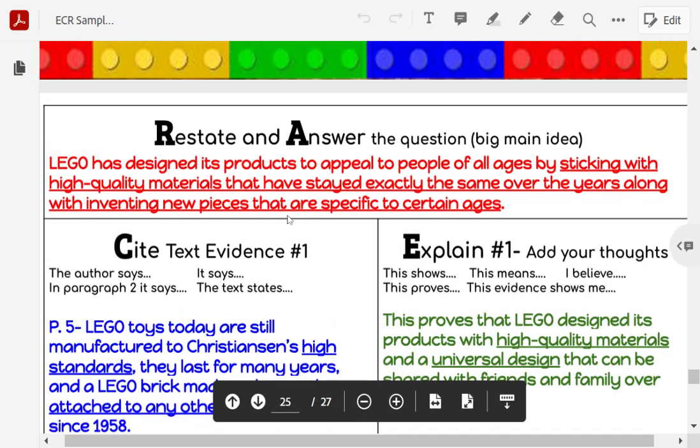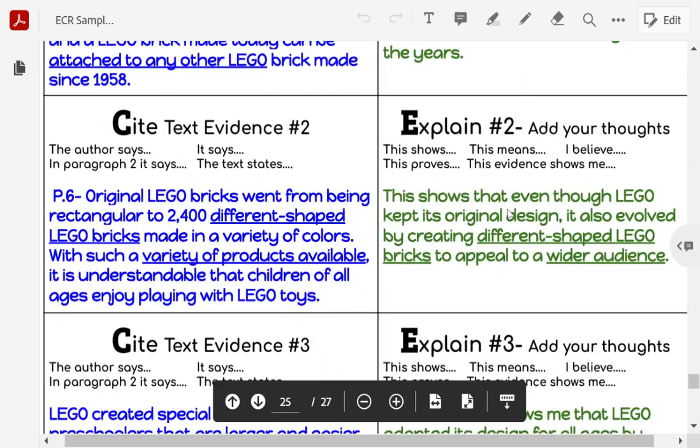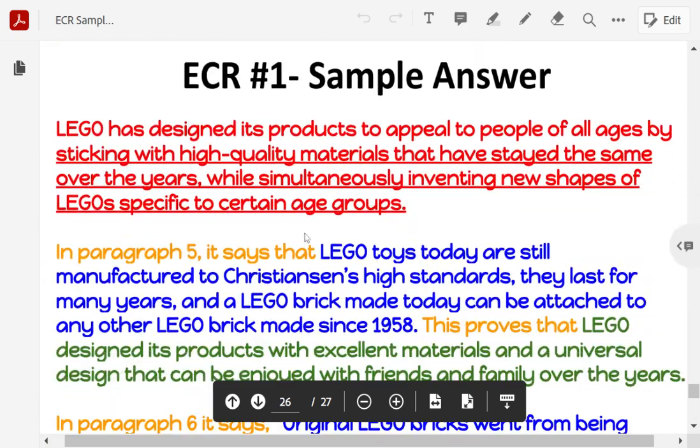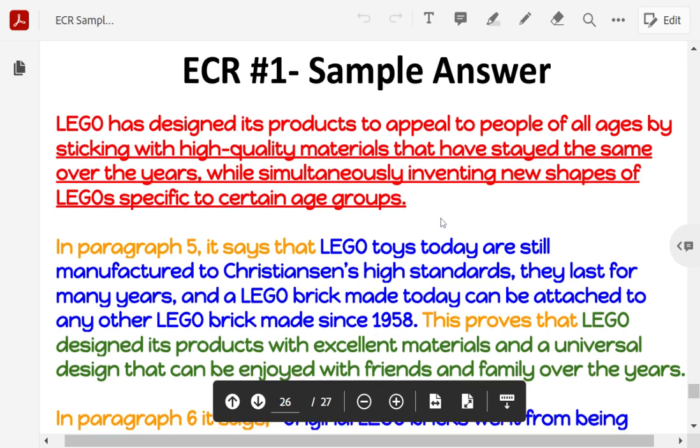Let's see what I wrote up here. While inventing new pieces that are specific to certain ages versus while simultaneously inventing new shapes of Legos specific to certain age groups. So see how I kind of went back and tried to revise it.